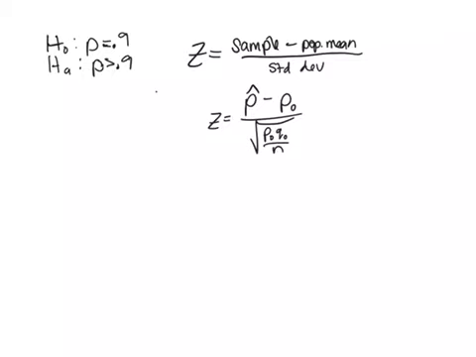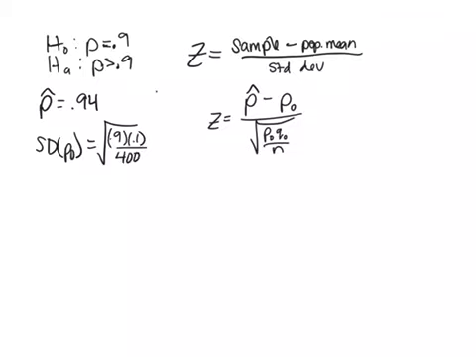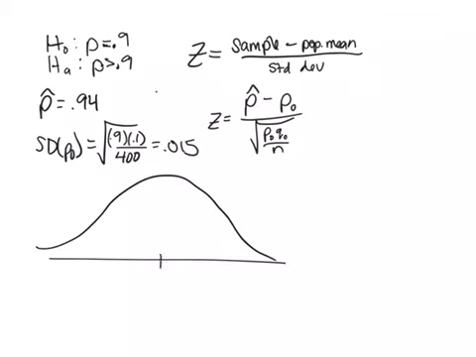So the p's that we are using in all of our calculations are the 0.9, the p naught and the q naught. And our p hat was 0.94. So let's create our standard deviation for the model, the square root of 0.9 times 0.1 over 400. So this is 0.015. And let's draw a little normal model here.